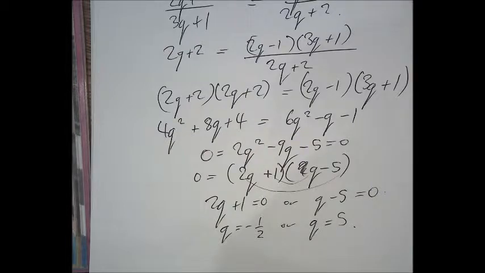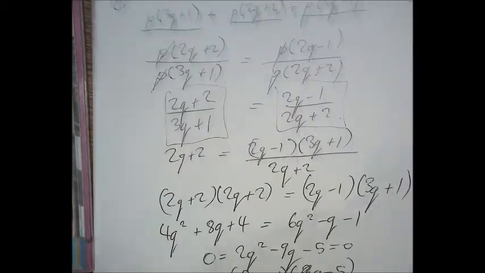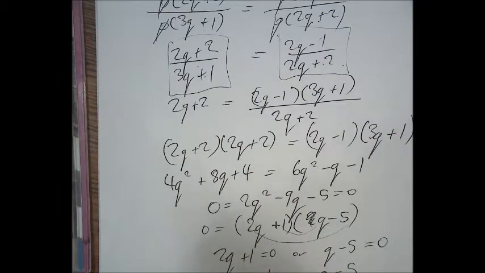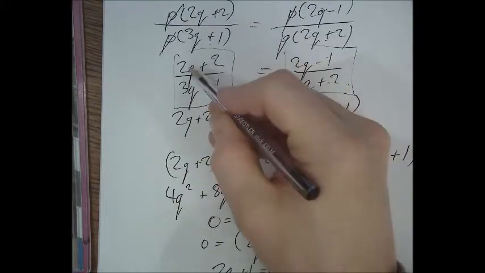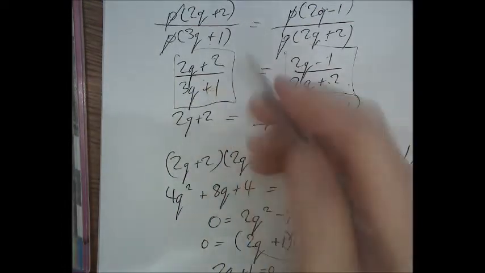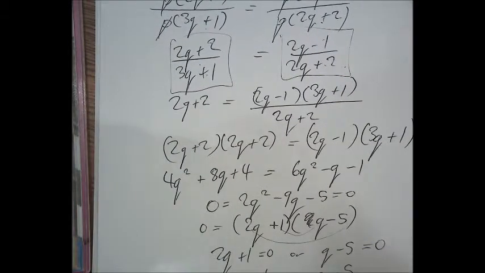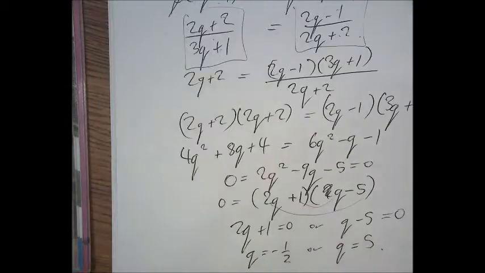Now for part B, for each possible value of Q, calculate the value of the common ratio of the series. Well, the common ratio of the series is this and this. They're both the common ratio, because that's the second divided by the first, that's the third divided by the second. I'll use this version of it because it's got positive numbers. So the common ratio is, for Q equals negative half, 2 times negative half plus 2, so that's 1, over 3 times negative half, that's negative 1.5, plus 1 is negative half, so that's negative 2. For Q equals 5, it's 12 over 16, which is 3/4. So that's part B.